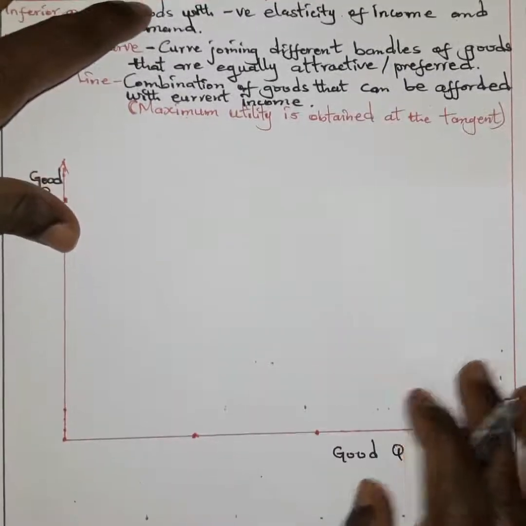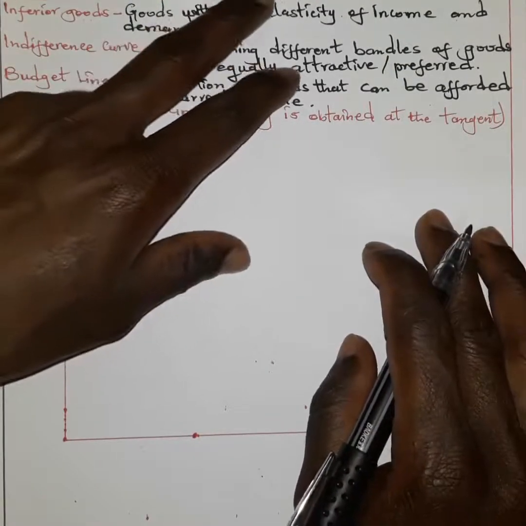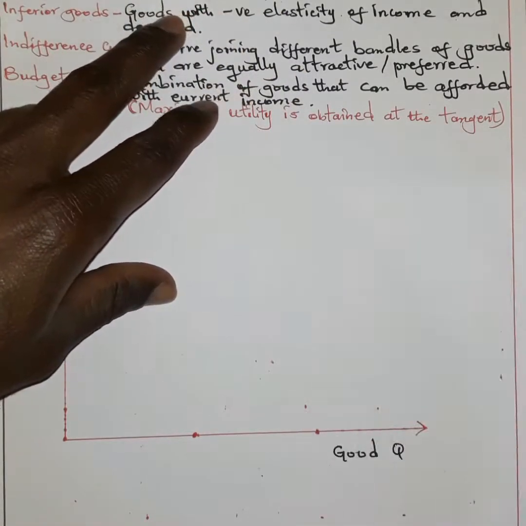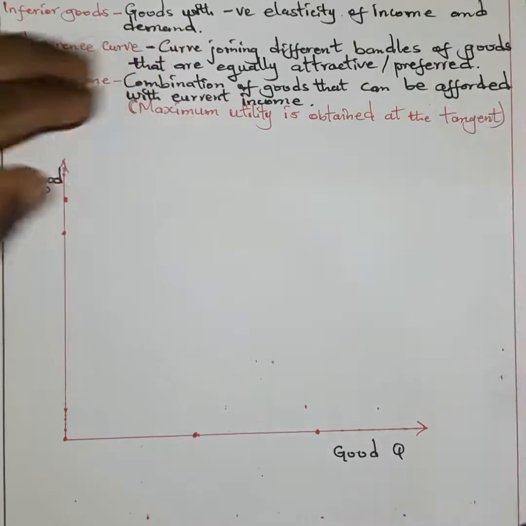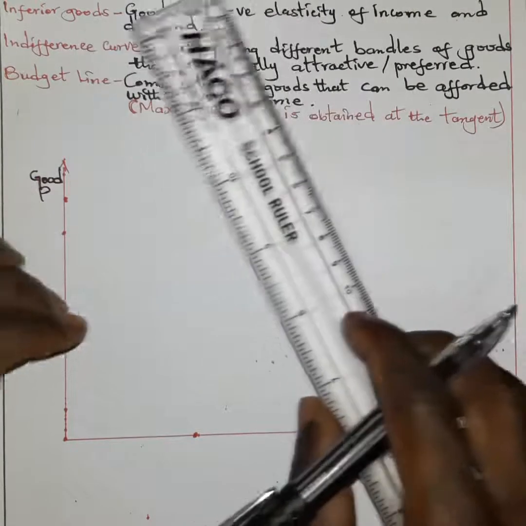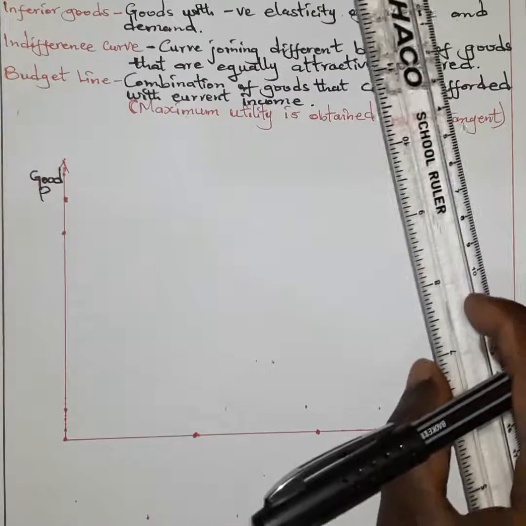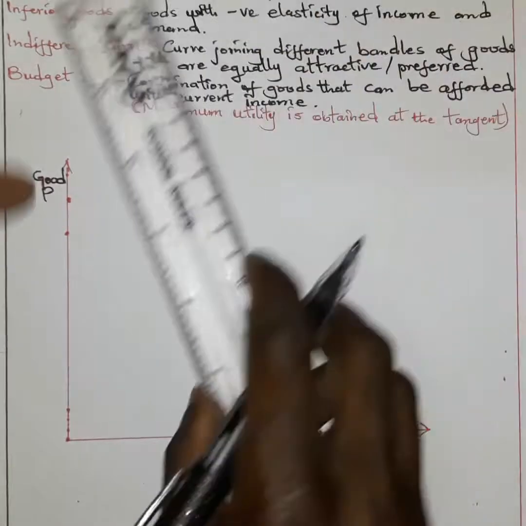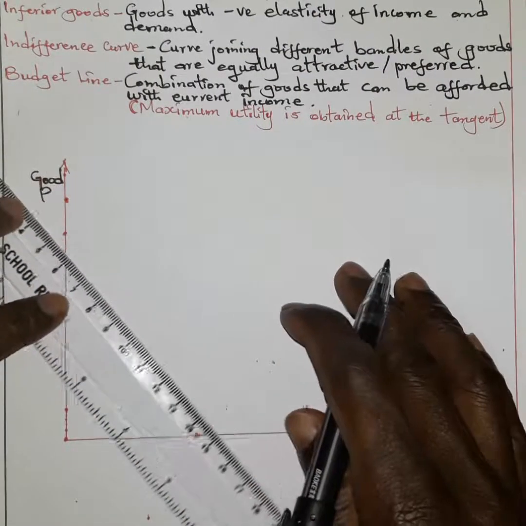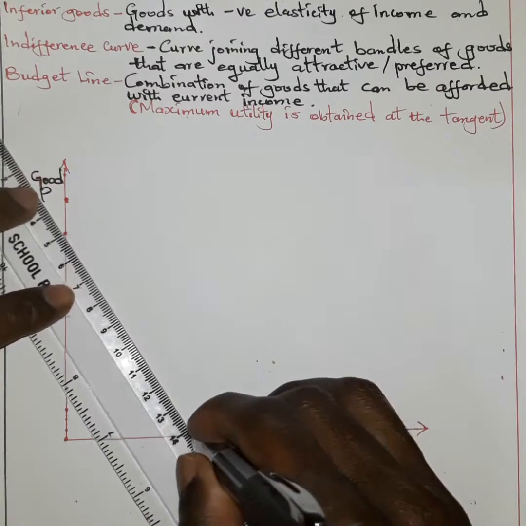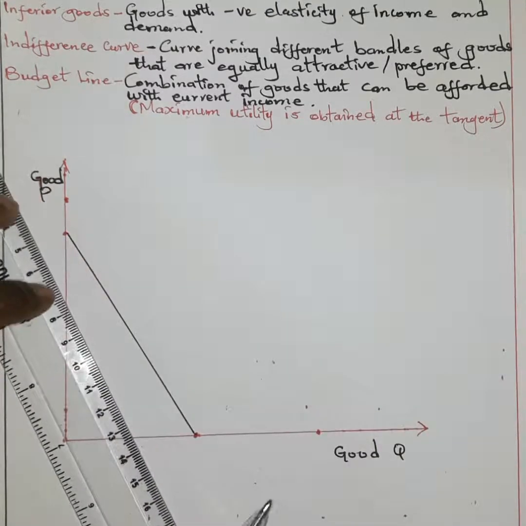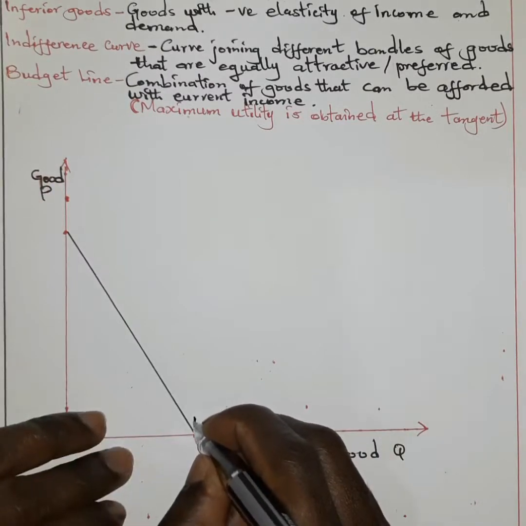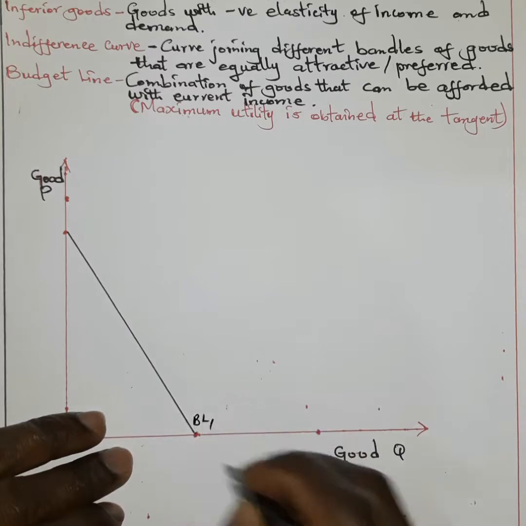Now, for us to explain the income and substitution effect with reference to these inferior goods, I would like us to start with a simple drawing of a budget line with its indifference curves, as will be illustrated. We start with a simple budget line, you can have this budget line here. I'll give it a name, for example, this is budget line 1.